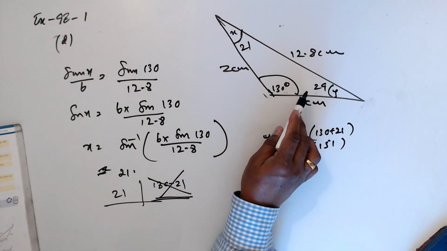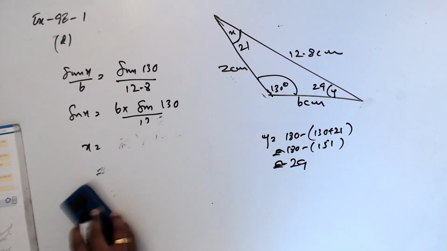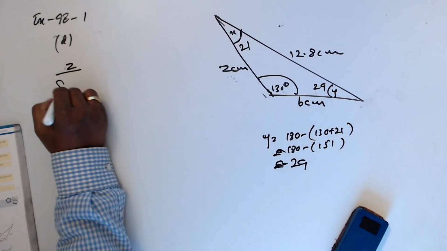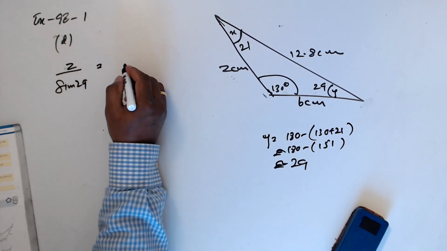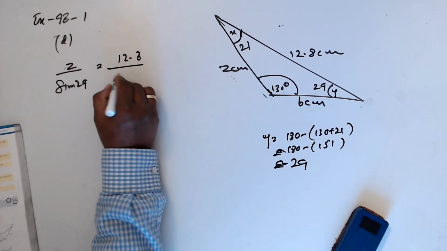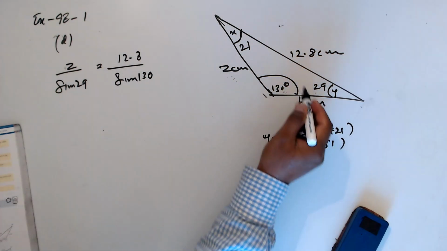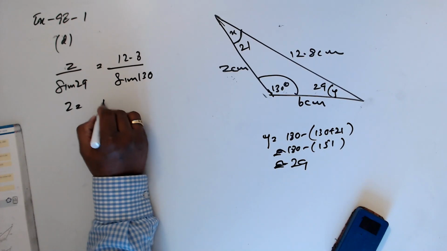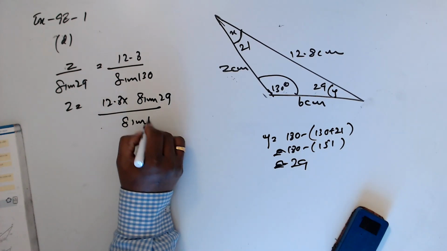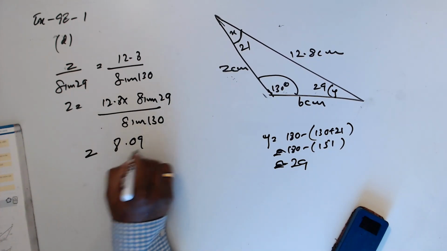Now I can use the sine rule again to find the length z. z over sine 29 equals 12.8 over sine 130, sine rule. z equals 12.8 times sine 29 over sine 130, which is going to be 8.09.